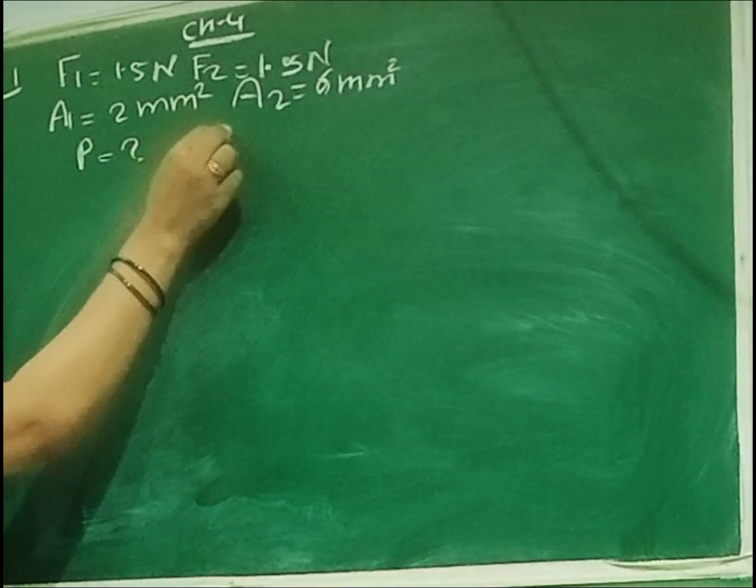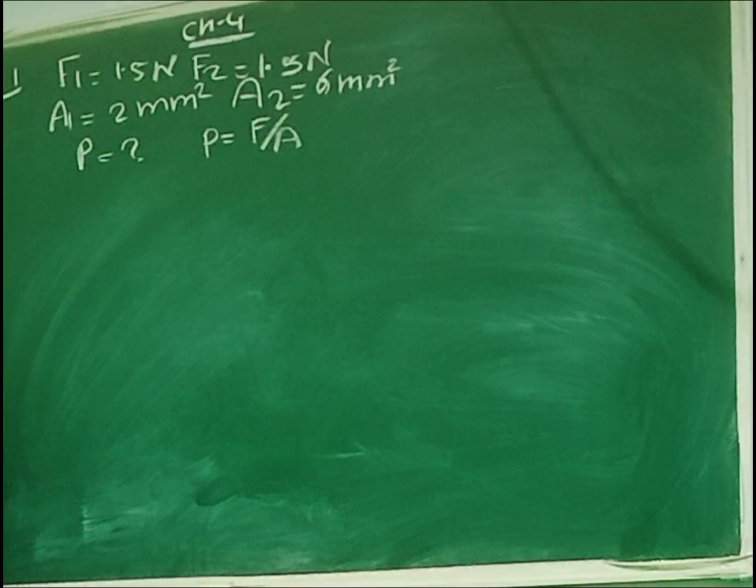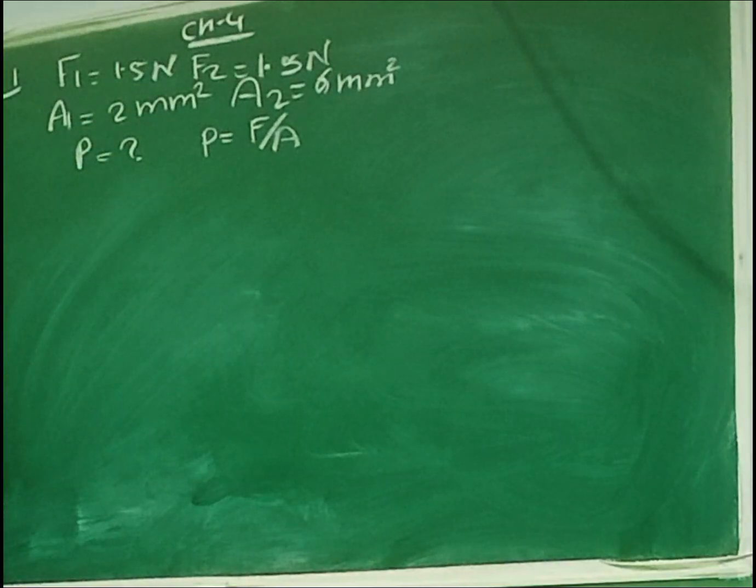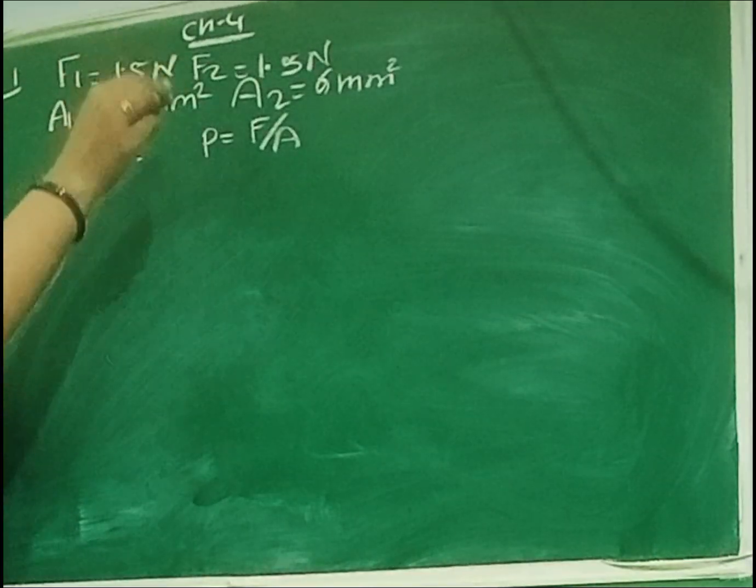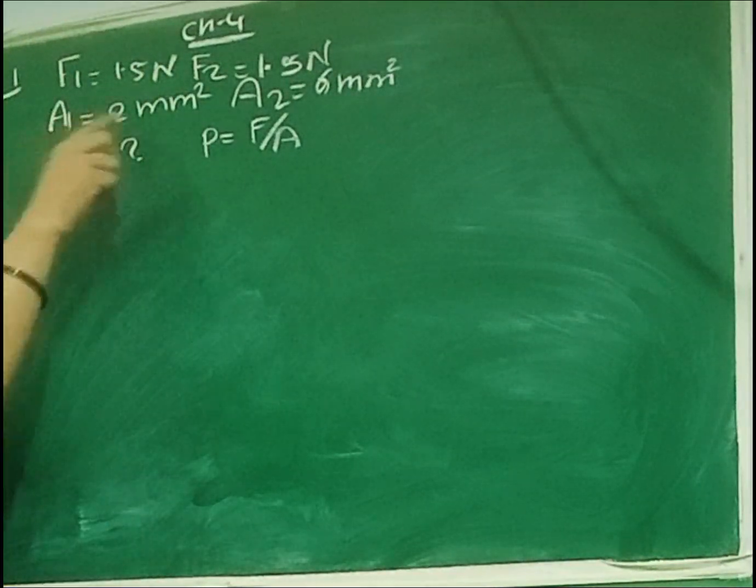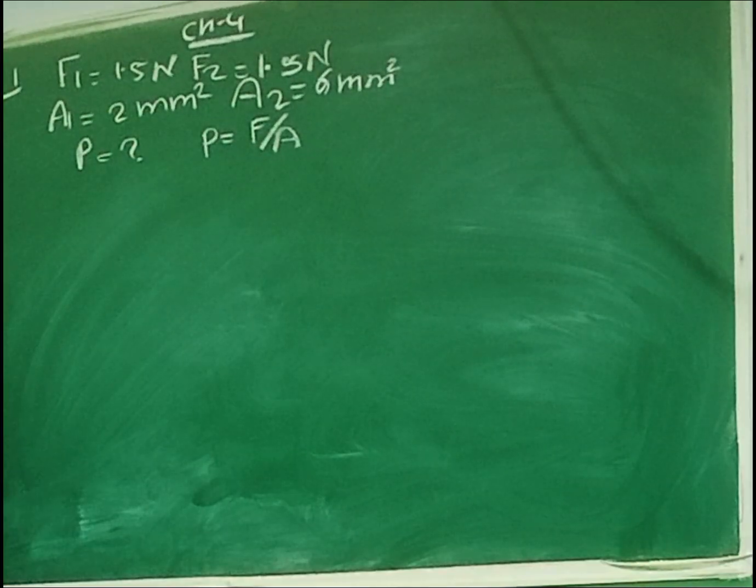We know that pressure is equal to force upon area. Okay, but force is in Newton and area is in millimeter square. So these two units are totally different. The Newton means kilogram meter per second square. So here the unit is in meter and here it is in millimeter. So you need to convert millimeter into meter.